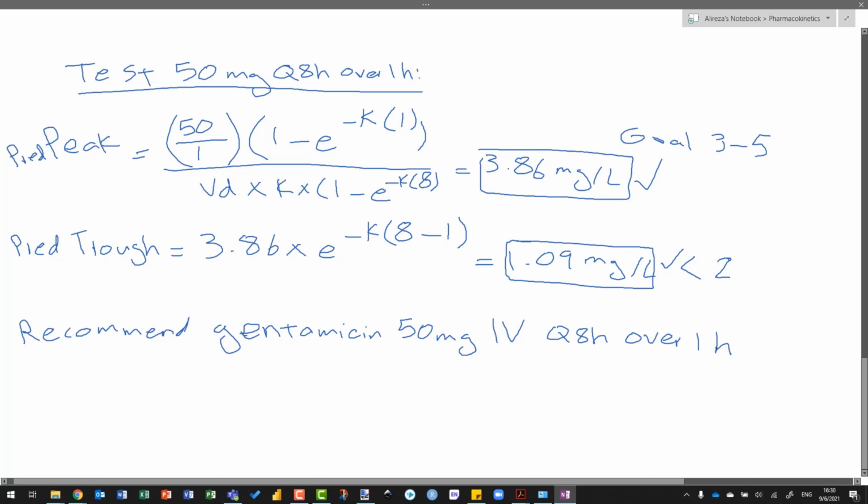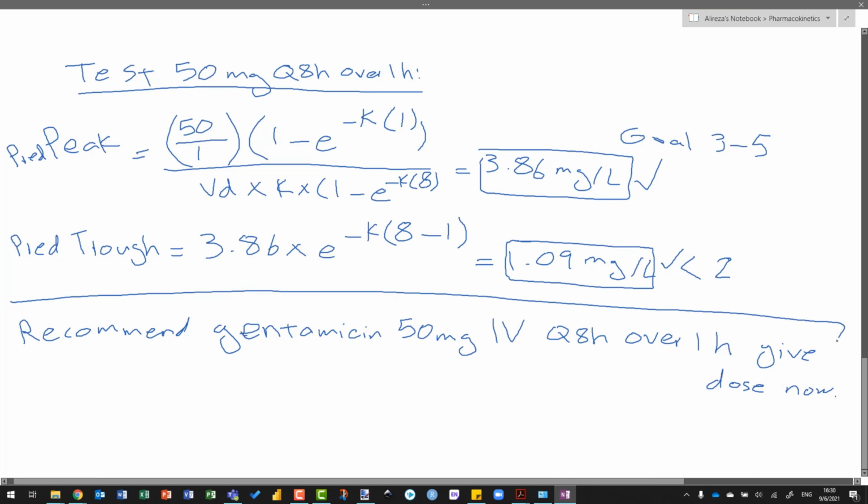Sometimes, for an initial dose, you want to give it as soon as possible, but sometimes if you're making a change and your trough is toxic, you may need to calculate how long to wait to give the next dose. So you always need to say when is time for the next dose. In this case, we're just starting, so just say give dose now. And this is a full recommendation that we will make to our team.